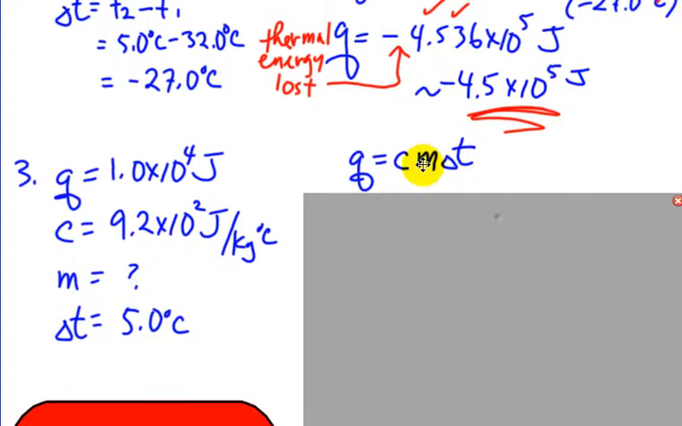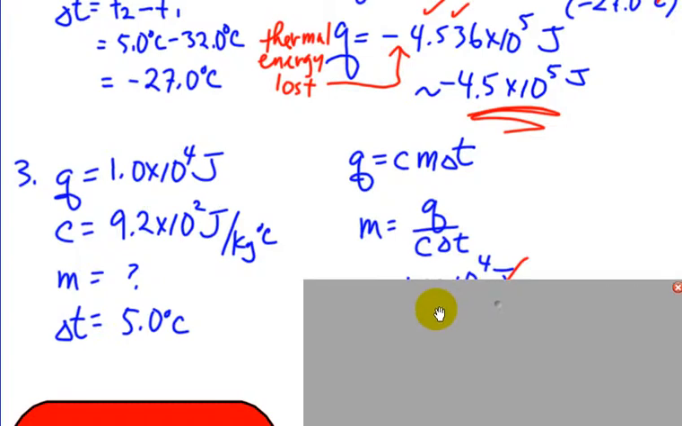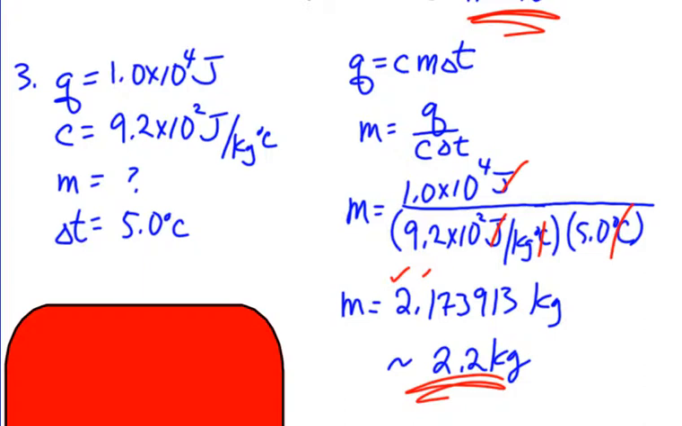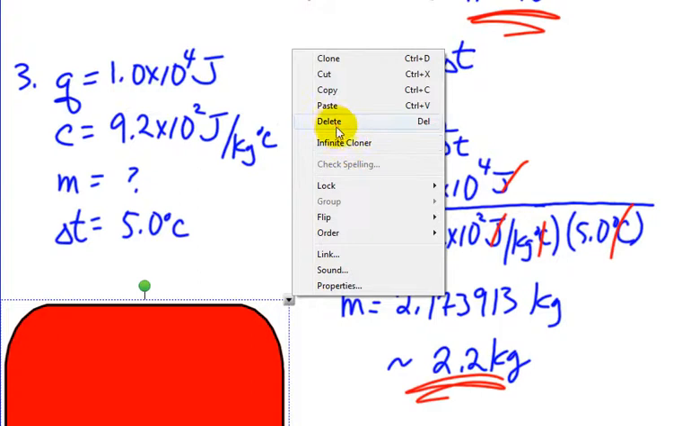We're looking for mass this time, so divide by c delta T. I have my thermal energy on top, c on the bottom, delta T on the bottom, joules cancel, degrees C cancel, and kilogram gets flipped up to the top. So you can see that we end up with 2.173913 kilograms, and of course 2 sig figs. So we keep the 2, we keep the 1, but this is the 7, so 2.2 kilograms is our answer.